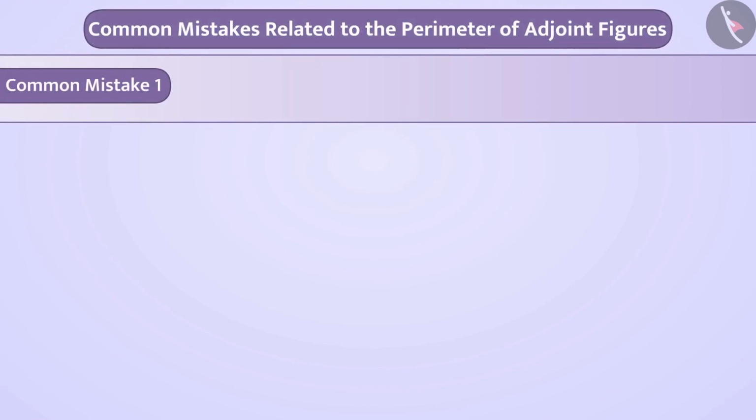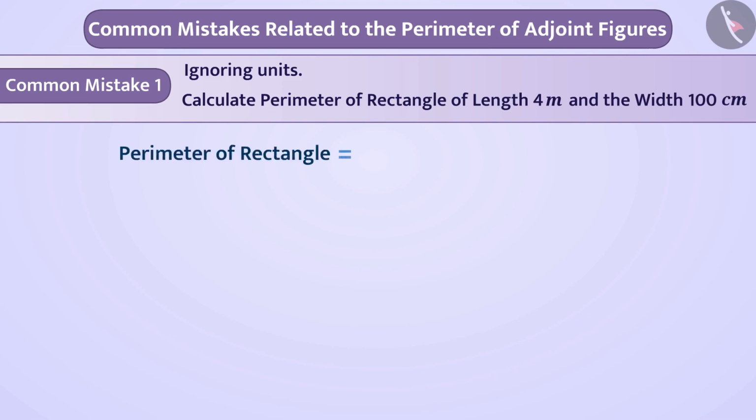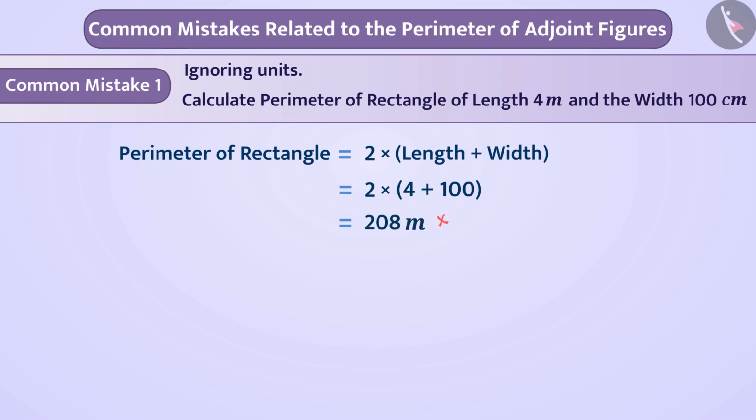Common mistake 1. Ignoring units. If students are asked to calculate the perimeter of a rectangle of length 4 meter and width 100 centimeter, they get the perimeter of the rectangle equal to 2 multiplied by (length plus width), which is equal to 2 multiplied by (100 plus 4), equal to 208 meter, which is an incorrect answer. They do not equate the units of length and width before determining the perimeter.